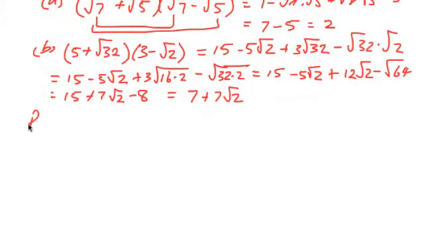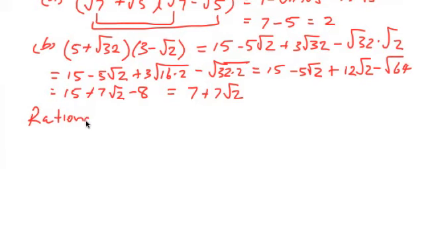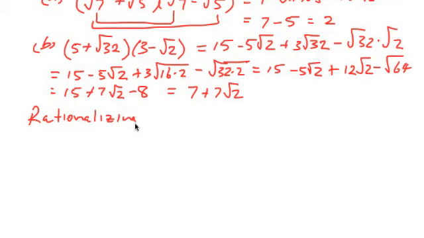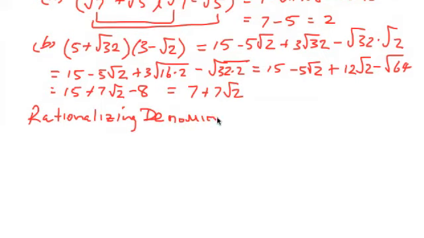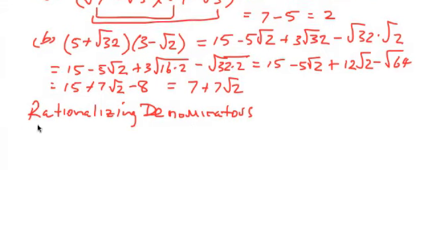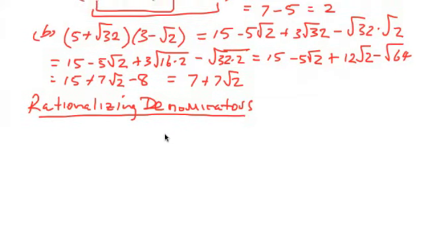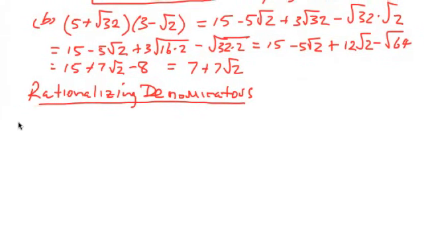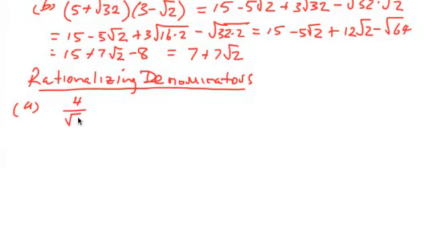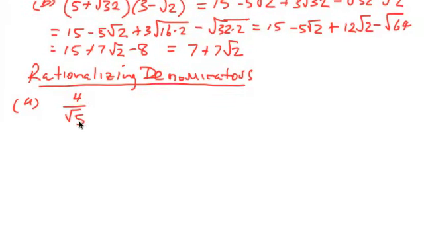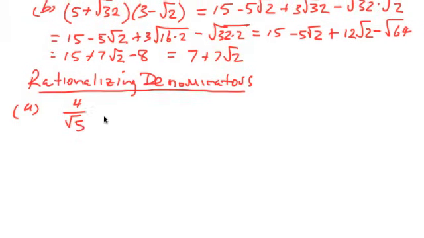Right, the next thing we want to talk about is rationalizing denominators. Now, rationalizing denominator means that we want to get rid of the radical in the denominator. So let's look at the first one. Suppose we have 4 over the square root of 5. Now I want to get rid of the square root of 5 in the bottom here.